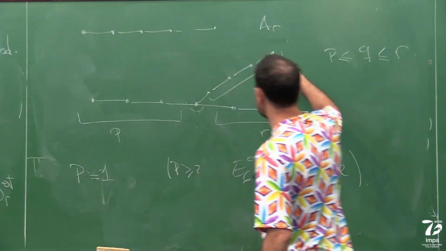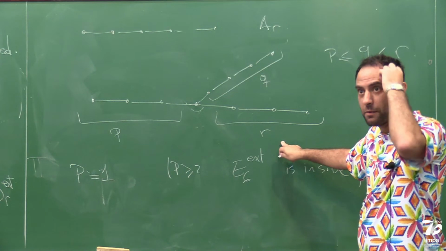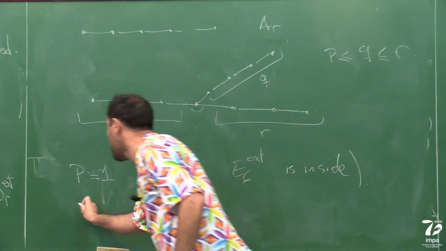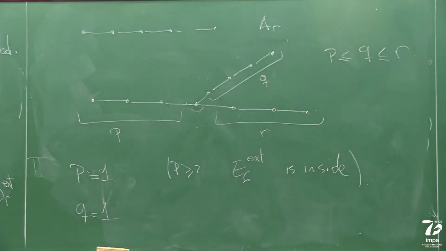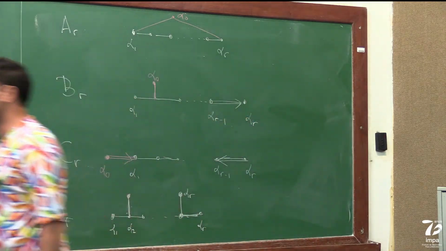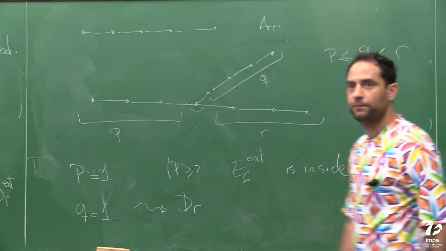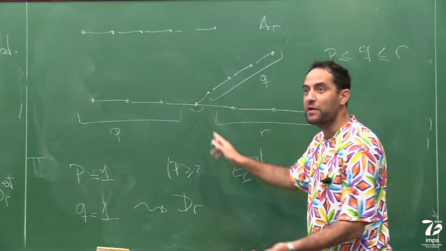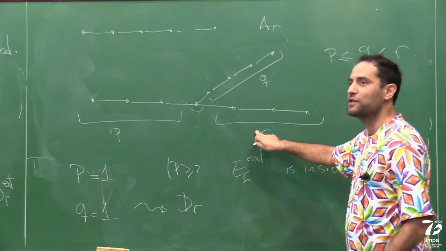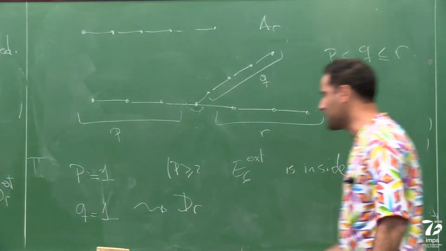So now we only have Q and R, and Q has to be bigger or equal than 1, and R has to be bigger or equal than Q. If Q is equal to 1, this is allowed, and this is the D_R diagram. If we have 1 and the rest is whatever we want, this leads to D_R. This R here is not the number of nodes; for D_R, the number of nodes is R, but it's of the type D_n. So let me call it D_n.